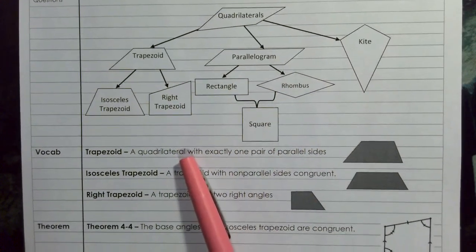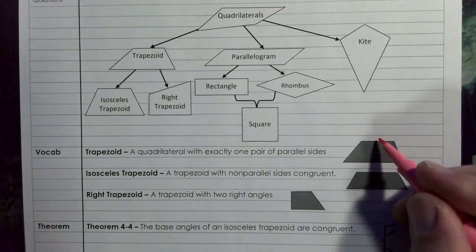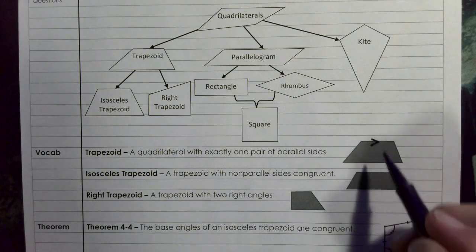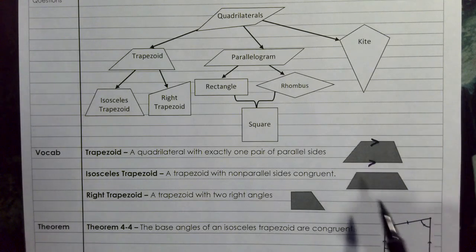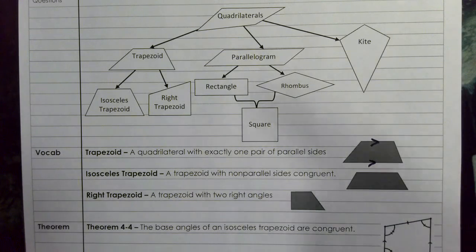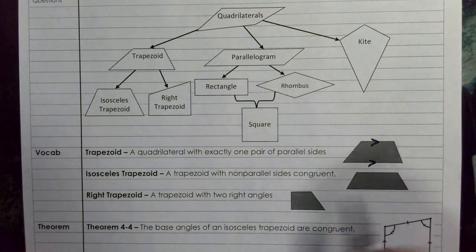So a trapezoid is a quadrilateral with exactly one pair of parallel sides. So in this diagram right here, we've got a set of parallel lines right up on the top and the bottom. And they don't have to be on the top and the bottom. They could be going on the side, but the idea is that you've got a pair of parallel sides.